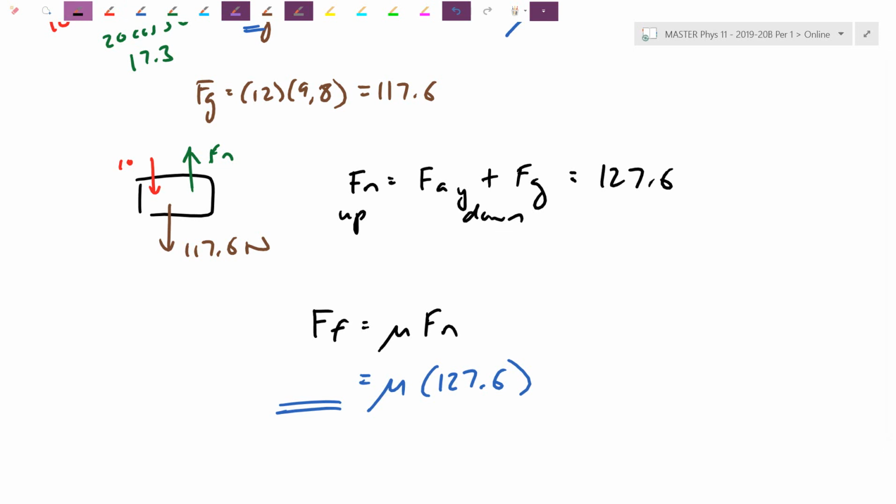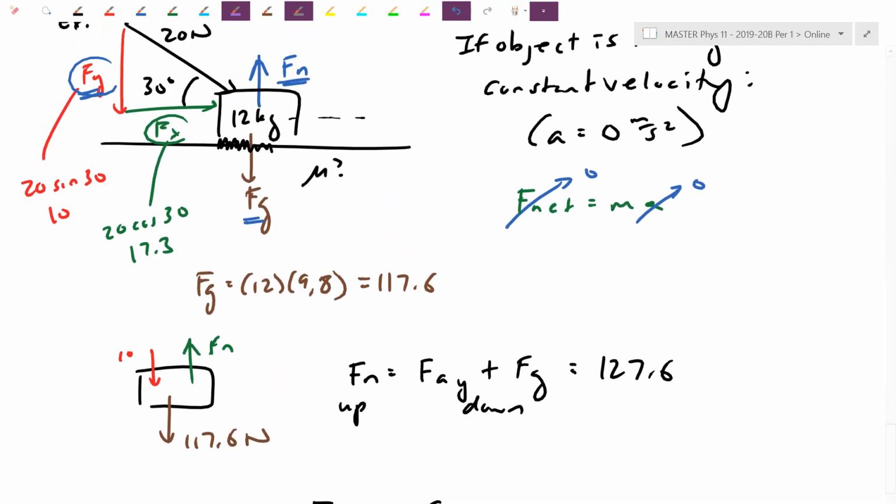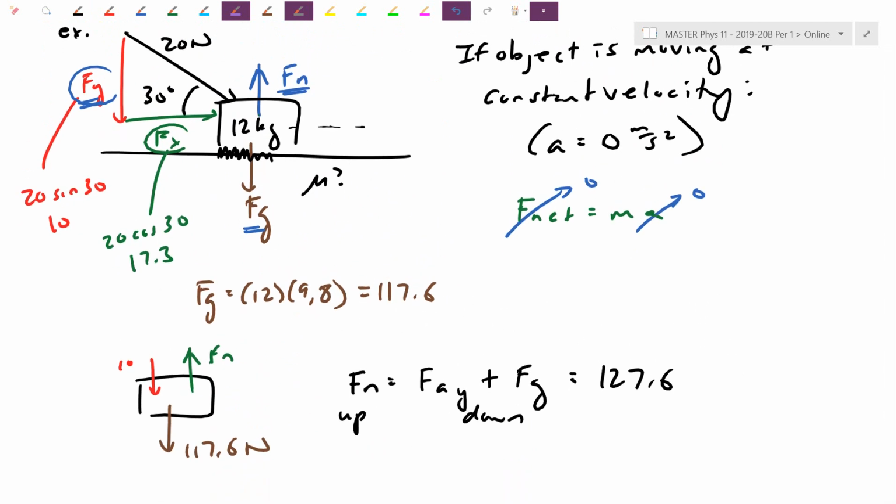If we get stuck going forwards, trying to find Fg, Fn, Ff, it's good to work backwards as well. Because we know it's constant velocity, we know that the net force is cancelled out and is actually zero. The only forces that haven't cancelled out so far, since the Fn has balanced Fy and Fg, are just this Fx and an Ff that opposes motion.